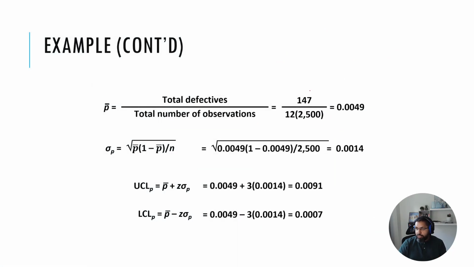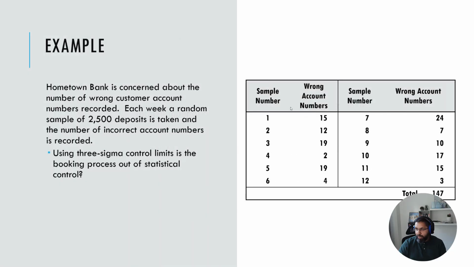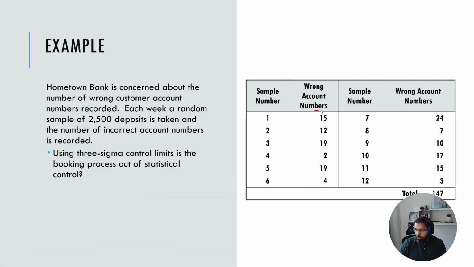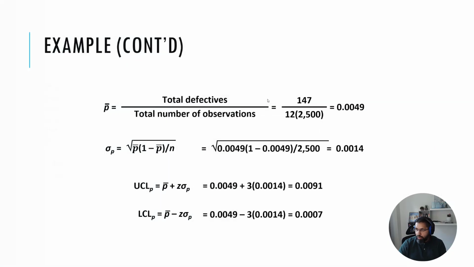So P bar is going to be 147. That comes from adding up all of these numbers. See, the total is 147. It's these 6 values plus these 6 values, the total of 12 values, 147. And then 12 samples and the sample size of each sample, that gives you a P bar of 0.0049.